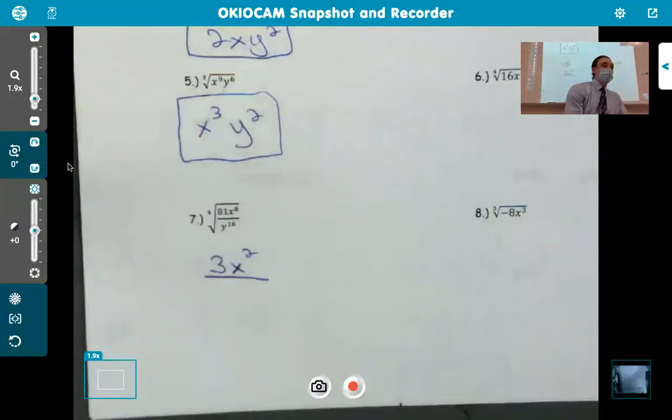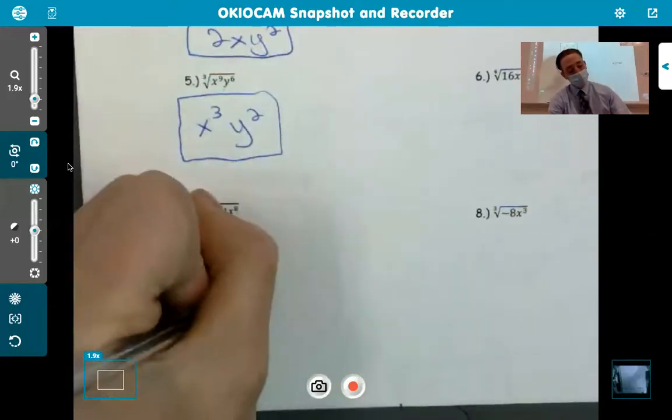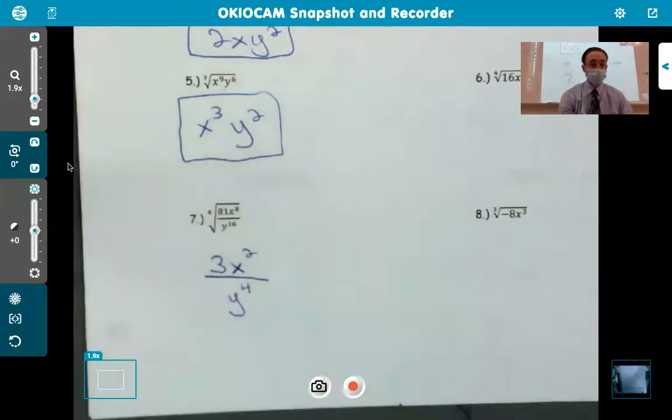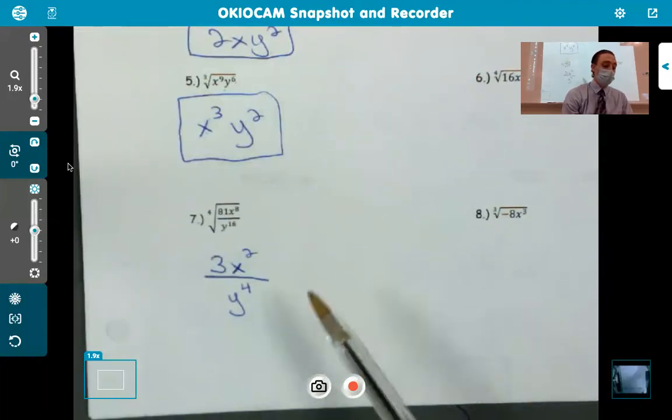In my denominator, do I have any constant terms I have to worry about? No. So then I have y to the 16th, taking the 4th root of that. How's that going to simplify? Y to the 4th, right? 16 divided by 4, or just y to the 4th. Yeah. Let's go over this one. Let's just finish this one first, though. So in number 7, I have 3x squared divided by y to the 4th.